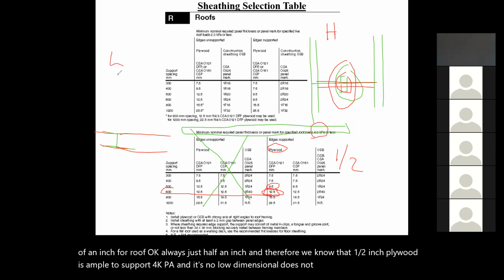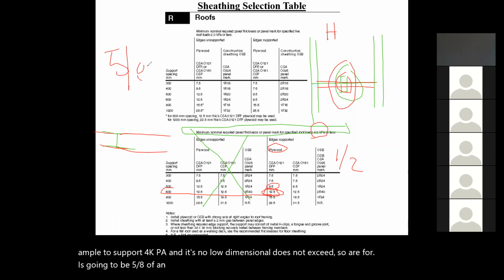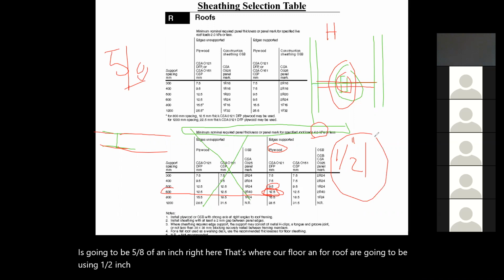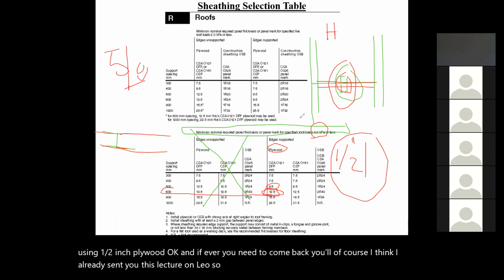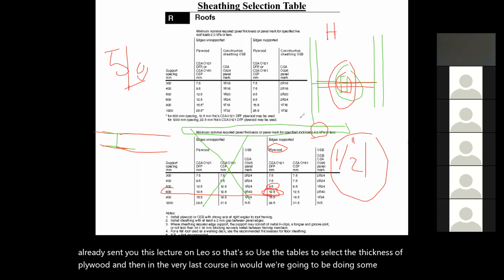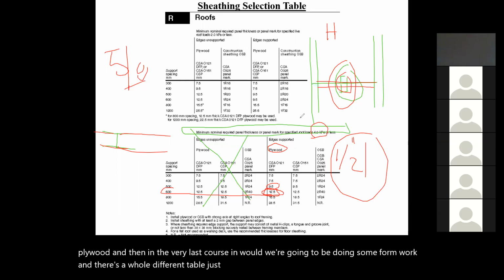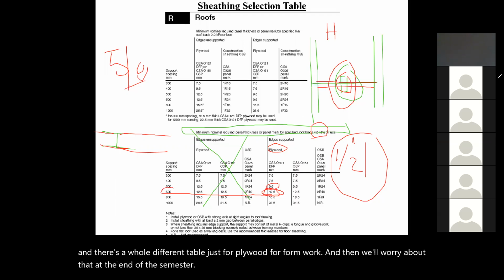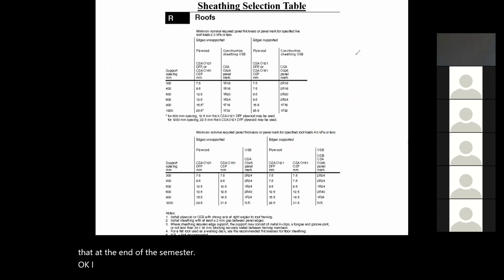So our floor is going to be 5/8 of an inch right here. That's for our floor, and for our roof, we're going to be using 1/2 inch plywood. If ever you need to come back, I think I already sent you this lecture on Leah. So you use the tables to select the thickness of your plywood. And in the very last course in wood, we're going to be doing some form work, and there's a whole different table just for plywood for form work, and then we'll worry about that at the end of the semester.